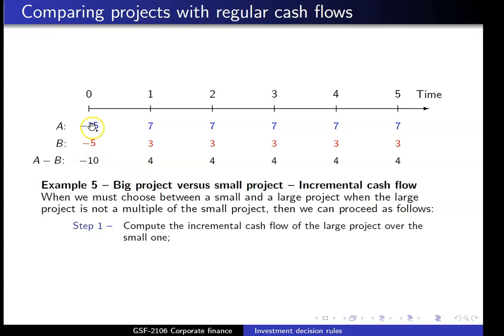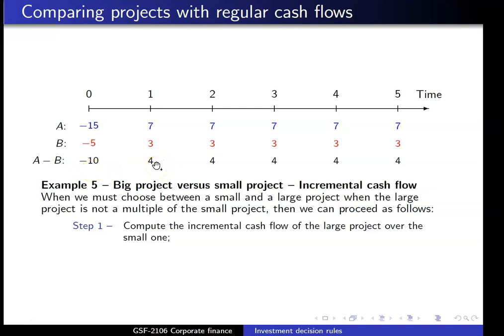So what do we mean by incremental cash flow? We consider B or A. Well, B costs $5. A costs $10 more. So compared to B, the cash flow from choosing A over B is minus 10. Choosing A instead of B costs 10 units more.